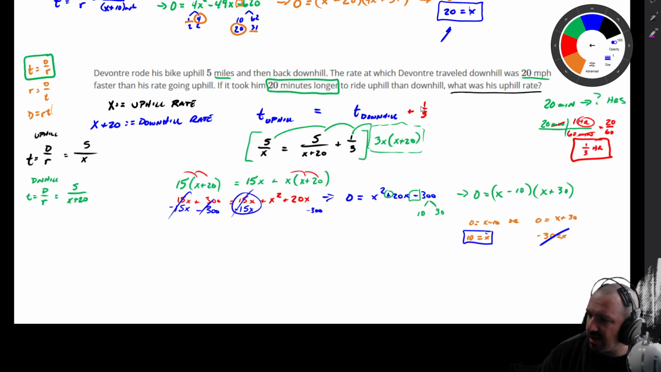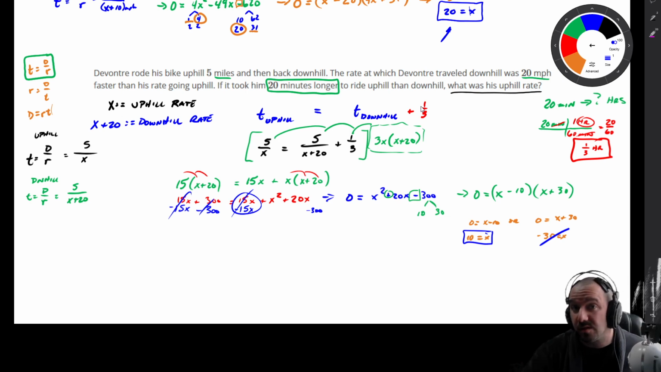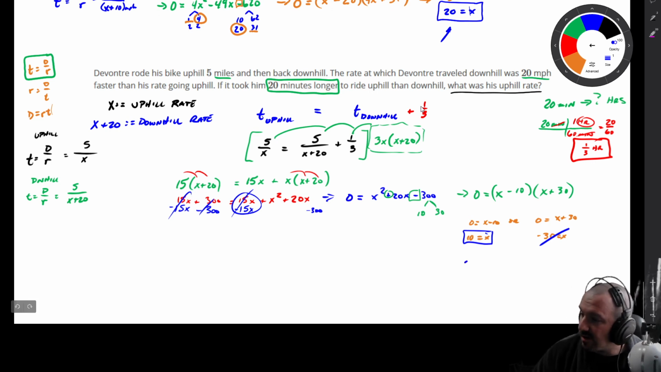What was his uphill rate? We're done. And the wondrous thing about that is that we chose to define our x as representing the uphill rate so that when we were done with the problem, we were done. We didn't have to go back and find something else. So there we are, and there's that one. Luckily, that only took 15 minutes. They don't take that long if you just sit down and do them. They take significantly less time, but explaining each and every step takes time.